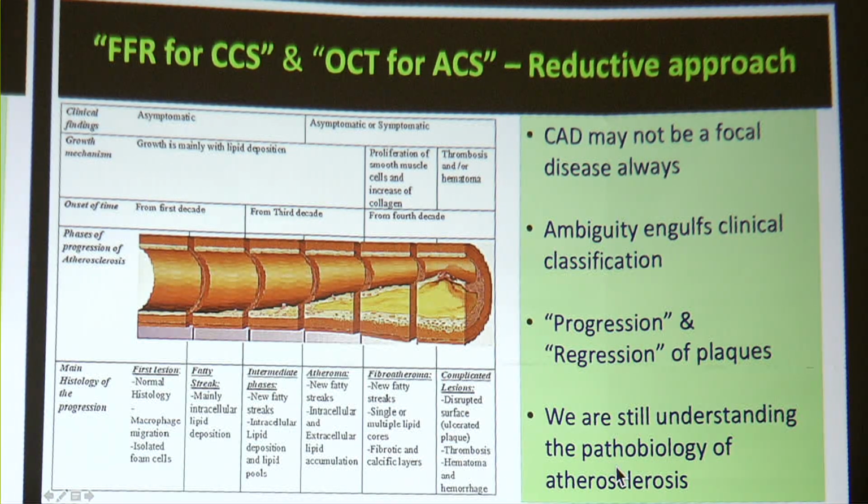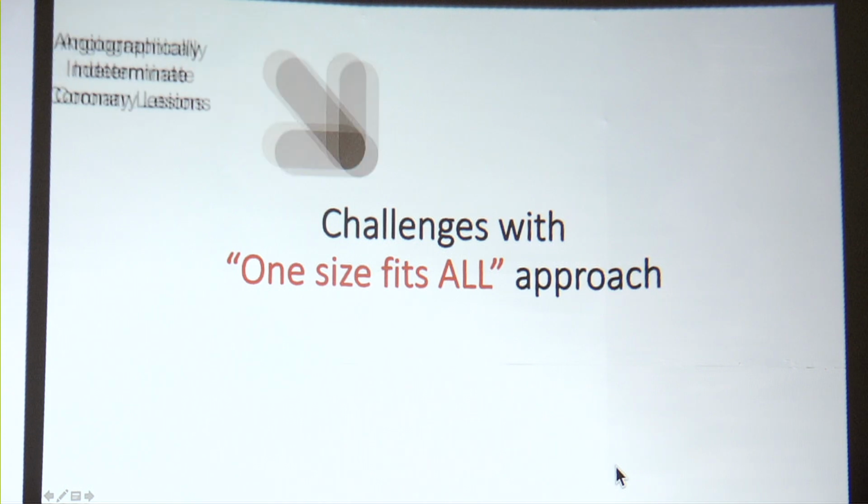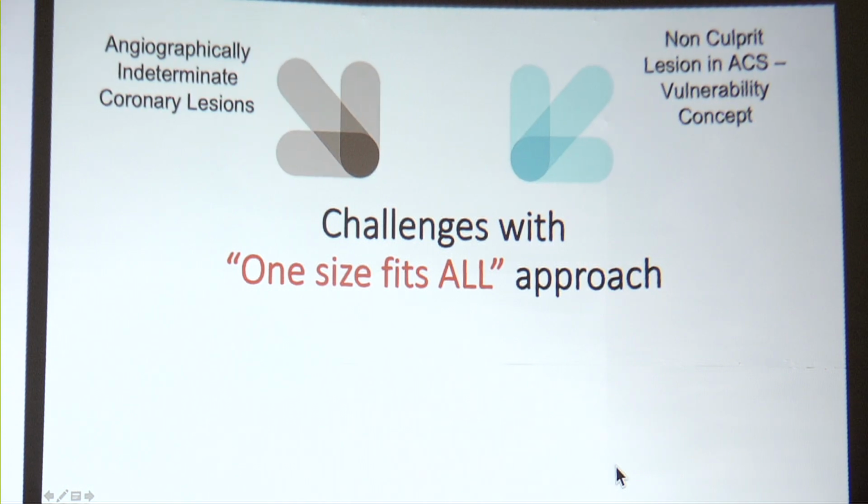But this is a very reductive approach, especially because ambiguity still engulfs the clinical classification. We are still learning the progression and regression and the pathobiology of atherosclerosis, and a one-size-fits-all approach is not true. I would be exemplifying through examples.